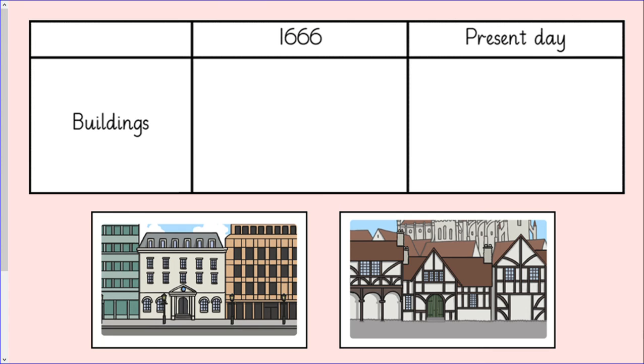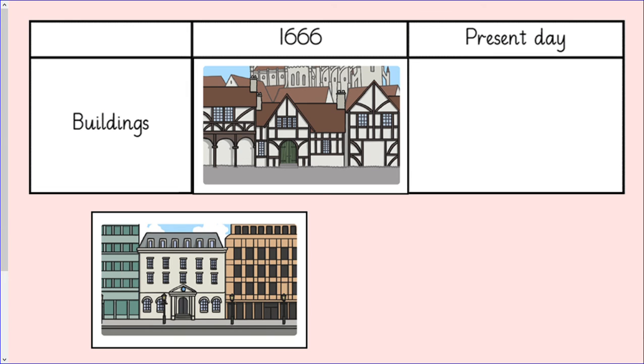Today you are going to sort the pictures in your work pack to show which pictures are from 1666 and which pictures are from the present day. Pause the video while you cut out the pictures in your work pack. Let's complete the first row together. We need to decide which buildings are from 1666 and which buildings are from London today. Have a look at the pictures and put them where you think they belong.